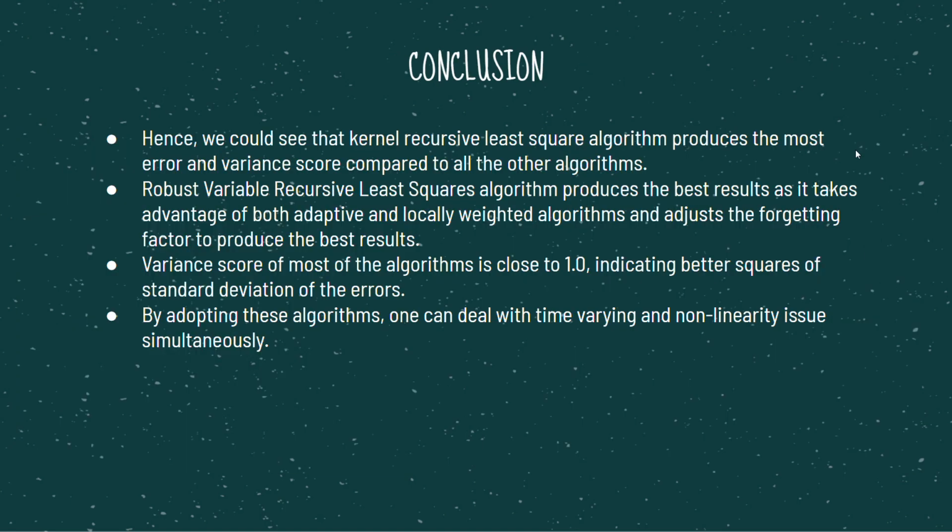Conclusions. We could see that the kernel recursive least squares algorithm produces the most error and variance score compared to all the other algorithms. The robust variable recursive least squares algorithm produces the best results as it takes advantage of both adaptive and locally weighted algorithms and adjusts the forgetting factors to produce the best results. The variance score of the algorithm is close to 1.0, indicating better squares of standard deviations of the errors. By adopting these algorithms, one can deal with time varying and non-linearity issues simultaneously. Thank you.